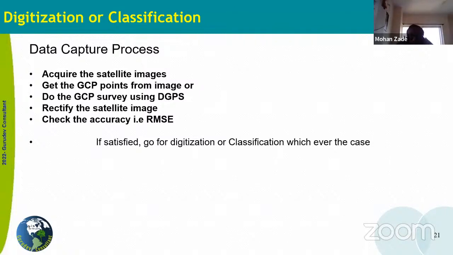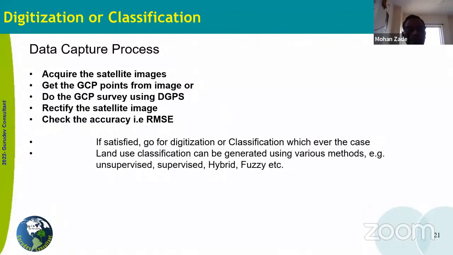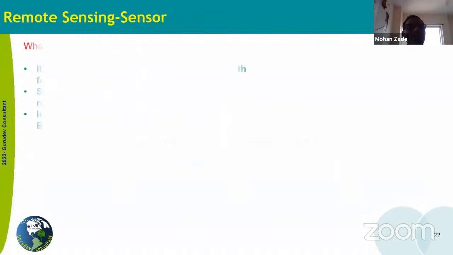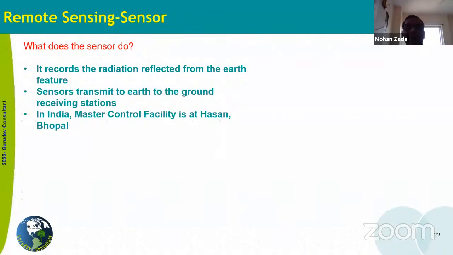So that means once you have your georeferenced image with the accurate locations, then you can either start the digitization or go for the classifications. And there are various classification methods available: unsupervised, supervised, hybrid, and fuzzy. We will touch upon those things. First, I would like to know about the remote sensing sensors.